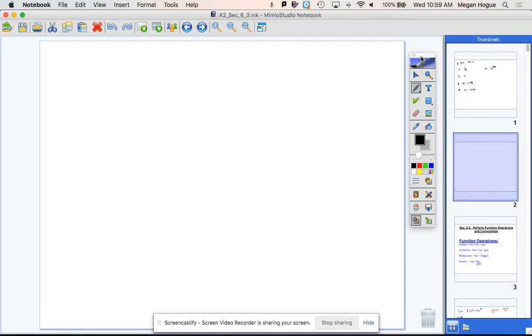Okay, so the handout says this section is about composition functions and function operations. We're going to start with function operations. When you're talking about operations in math, what comes to mind?